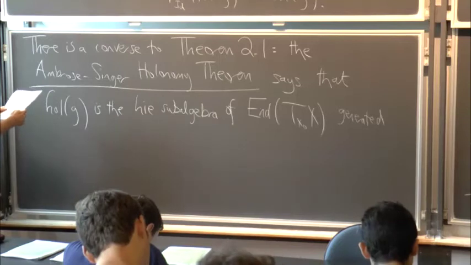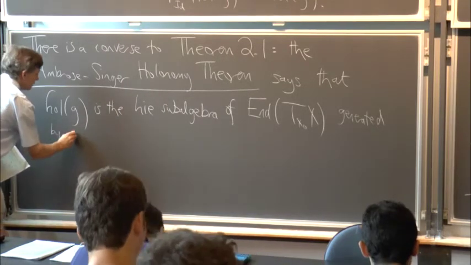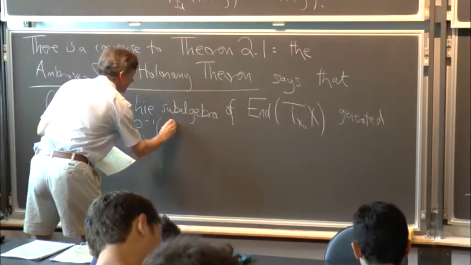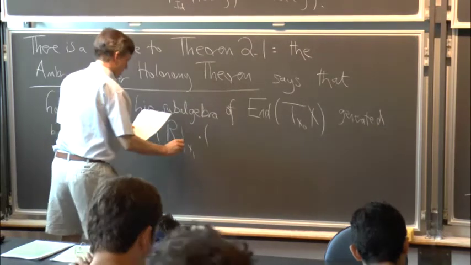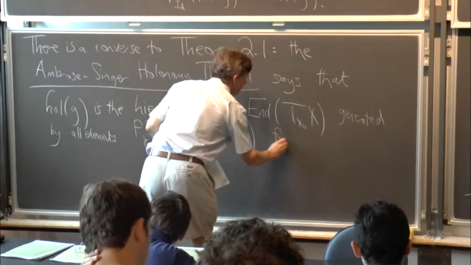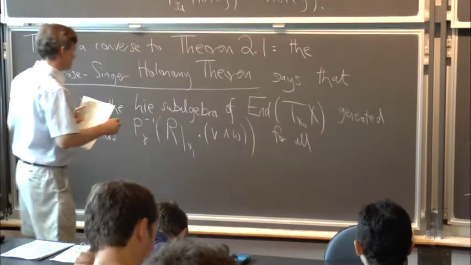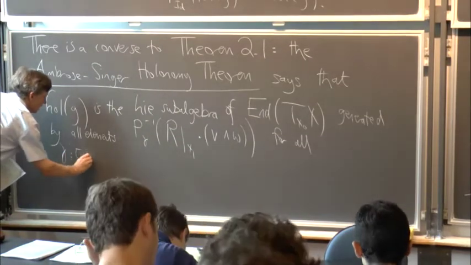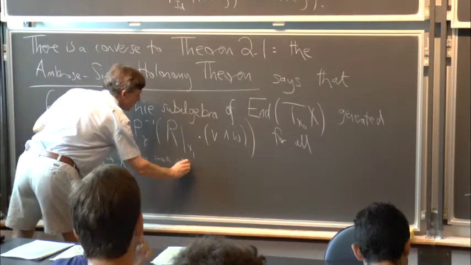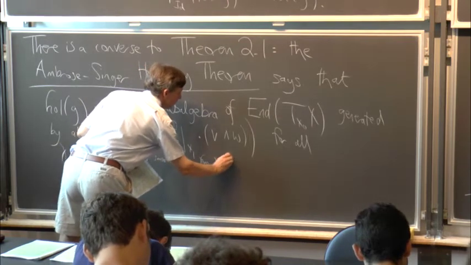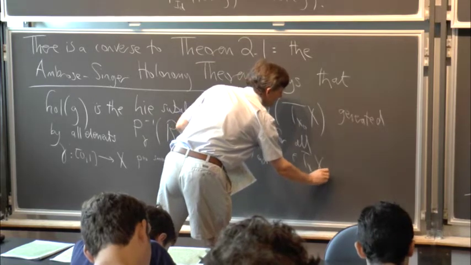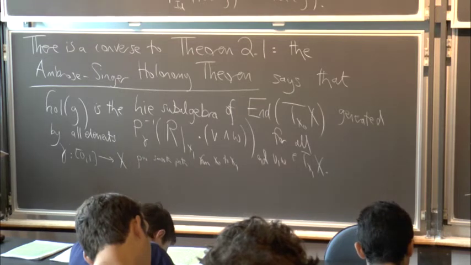So generated by all elements P_gamma inverse of the curvature tensor R at x1 dotted with v wedge w, and this is for all gamma from [0,1] into X a piecewise smooth path from x0 to x1, and v and w any two vectors in the tangent space at x1 of X. Okay, does that make sense?